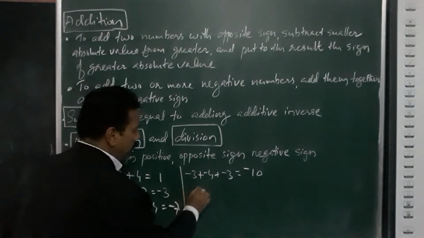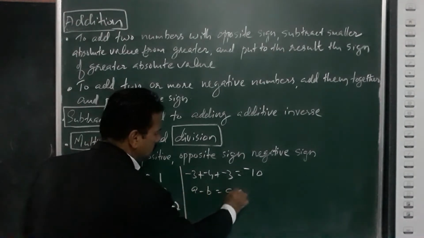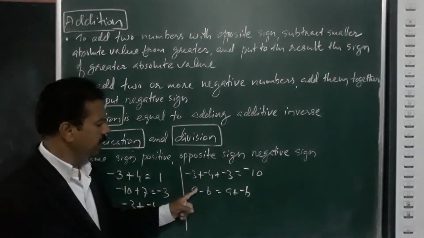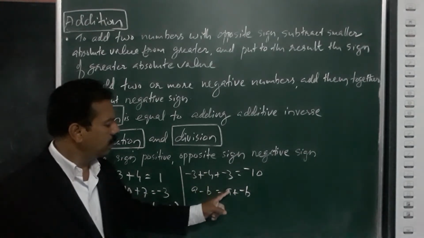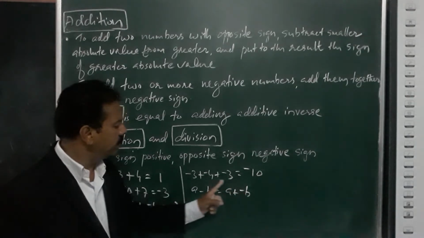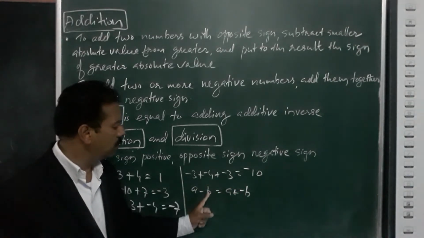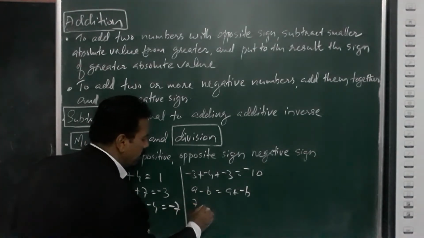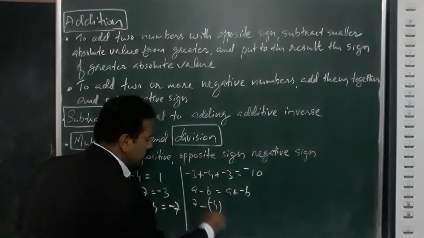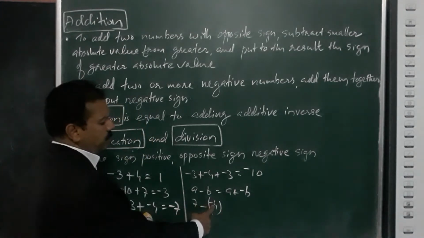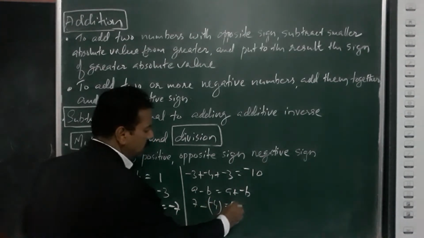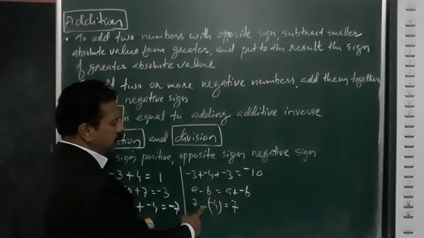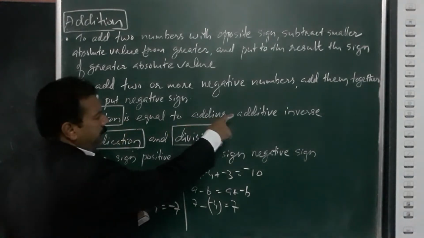Subtraction. A minus b is equal to a plus minus b. Subtract b from a means adding minus b to a, the additive inverse of b. For example, 7 minus minus 4: subtract minus 4 from 7. The rule is: subtraction is equal to adding the additive inverse.